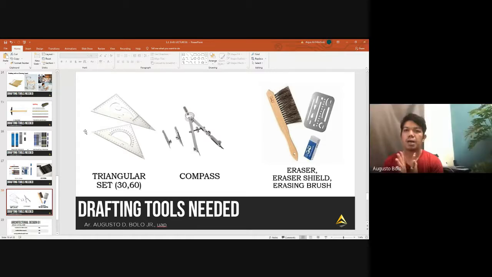Okay. Ano ba? About drafting tools. Do you have any other question? Do we have drafting tools? So far, wala naman. Okay. Ito pala.